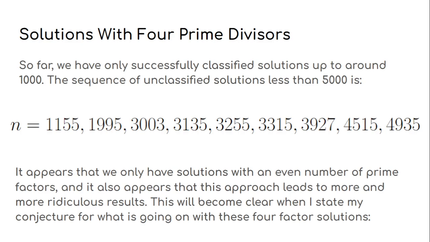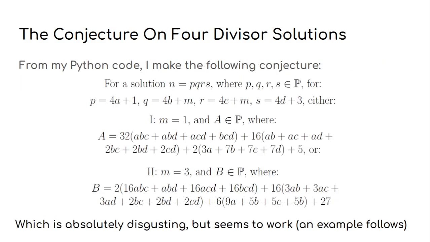Examining these using modular arithmetic, I make the following conjecture. For a solution n is PQRS, for primes P, Q, R, S, where P is 4a plus 1 for some natural number a, Q is 4b plus m for some natural number b, R is 4c plus m for some natural number c, and S is 4d plus 3, we have 2 cases in m. Either m is 1 and the expression a on the screen, which I'm not even going to try and say, is prime, or we have that m is 3 and the expression b on the screen, which again I'm not even going to bother with, is prime.